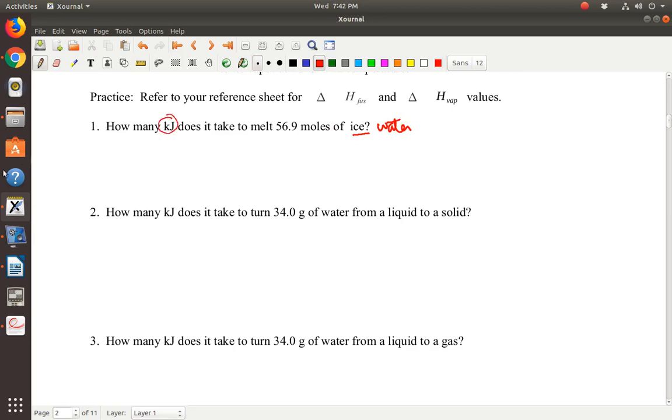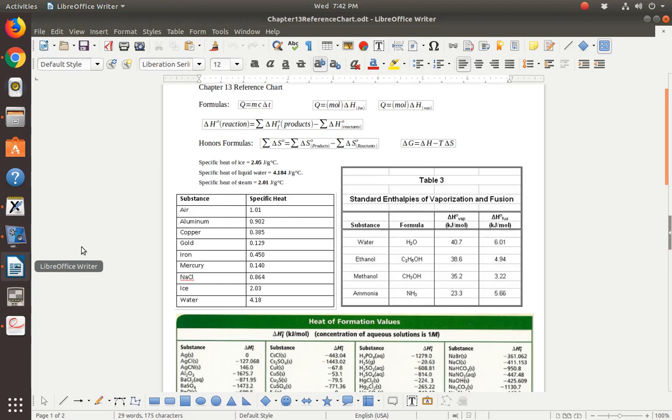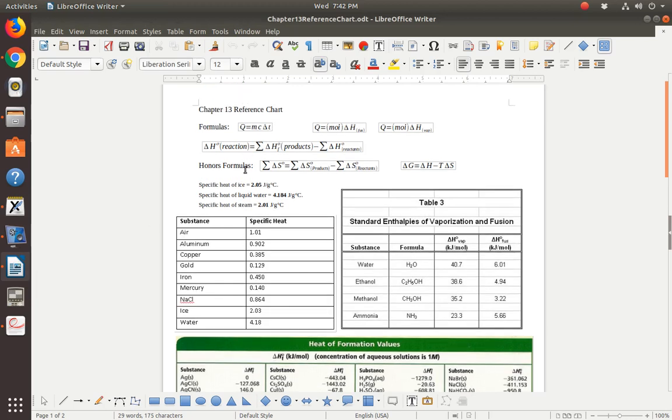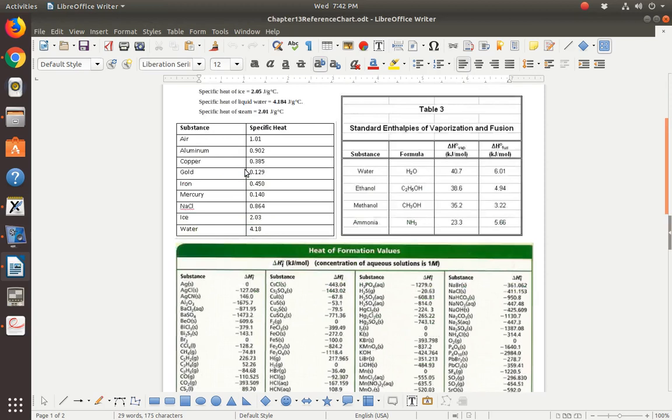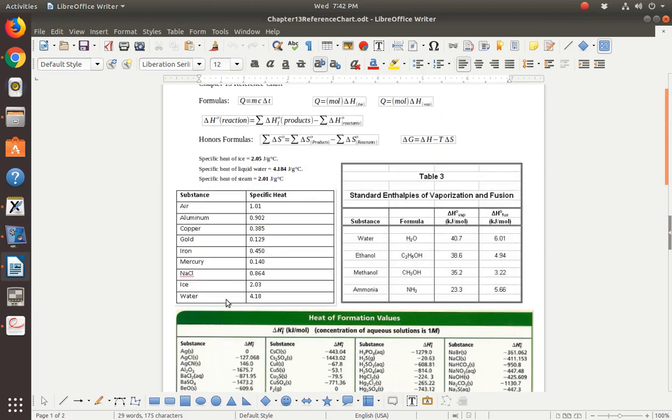Now you're going to have a reference sheet, and I pulled the reference sheet up, here it is, for chapter 13. It looks kind of complex. It has a lot of numbers on it. So in order to use this reference sheet, we need the delta heat of, okay, we're melting ice, so delta heat of fusion. And so we can look up here and see if I can find it. There it is. We've got the delta H of vaporization right there and delta H of fusion over here. So you should be looking at your reference sheet. For water, the delta H of fusion is 6.01 kilojoules per mole.